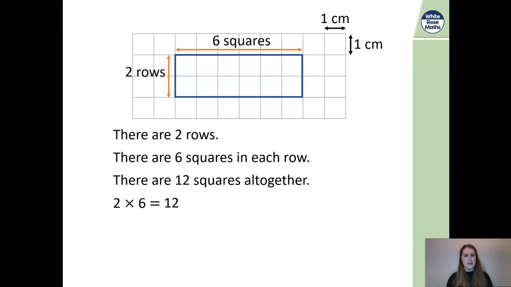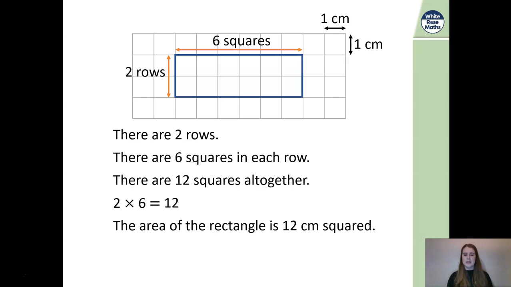Now, we don't write this as 12 because we're looking at area. So the area of the rectangle is 12 centimetres squared. We need to show that using the correct value. So we would write it as 12 centimetres squared. So you need to remember to write the little 2 next to your centimetres.